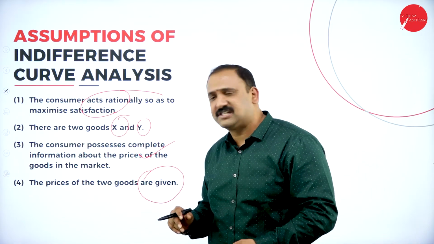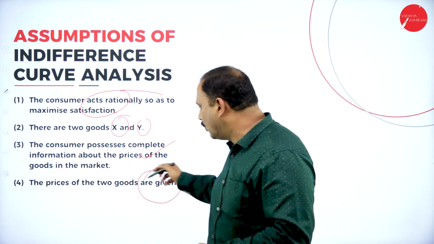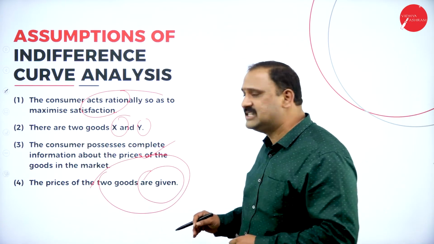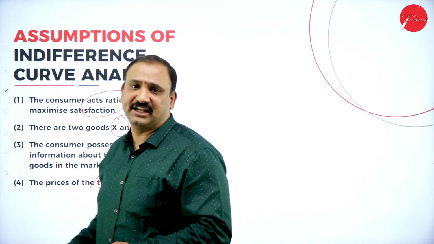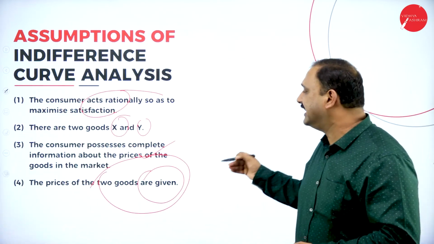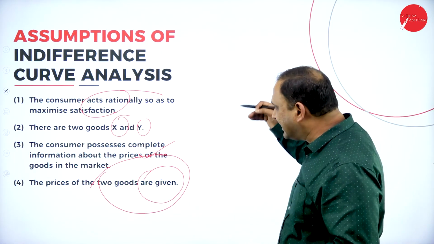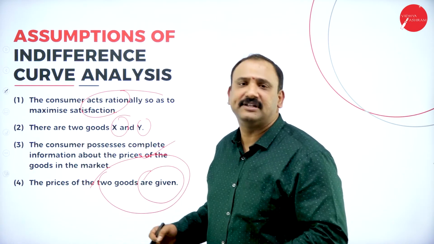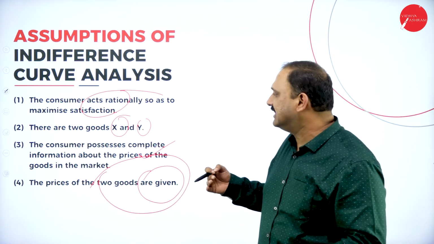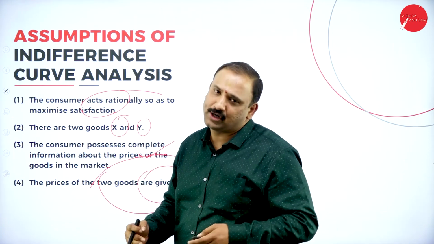Next, the consumer possesses complete information about the prices of the goods being sold, and he knows the prices of the two goods are given. So what he does is understand the scenario. He knows very clearly what is going on in the market, what things are being done in the market. That's how things have been taken into account in the indifference curve analysis. So people understand that the indifference curve is more about a rational consumer altogether.